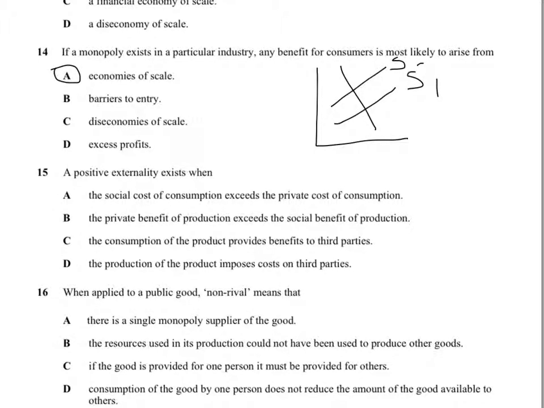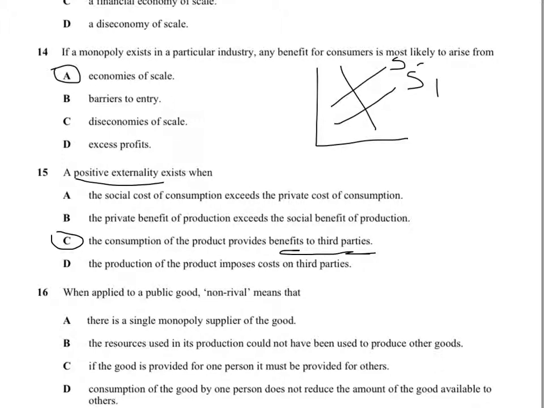Okay, question 15, we're looking at positive externality. And that's something that benefits a third party, and again a definition style question. You can go through the other ones and see whether you think they're the right answers, but really there's only one there that points clearly towards a positive externality. Consumption of the product provides benefits to third parties. That's a definition of a positive externality.